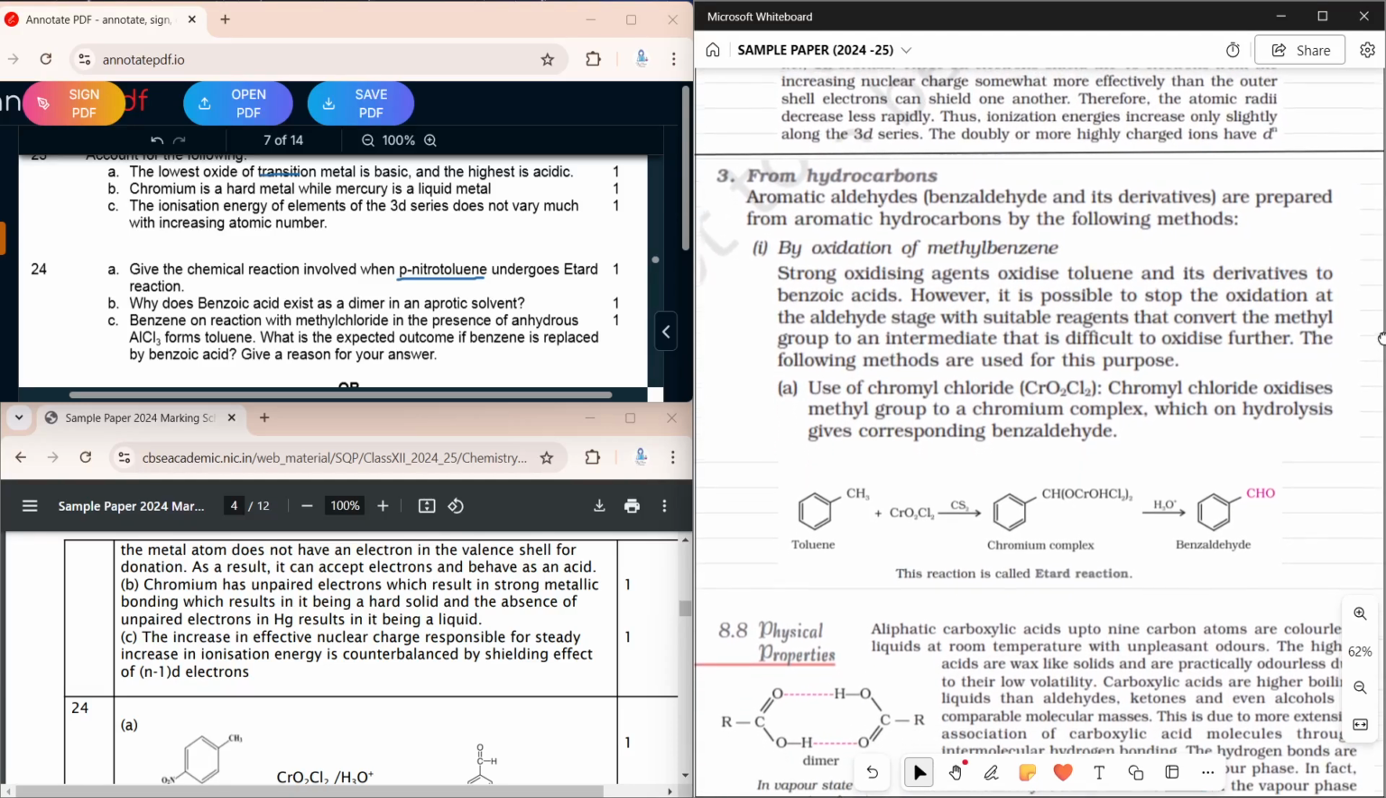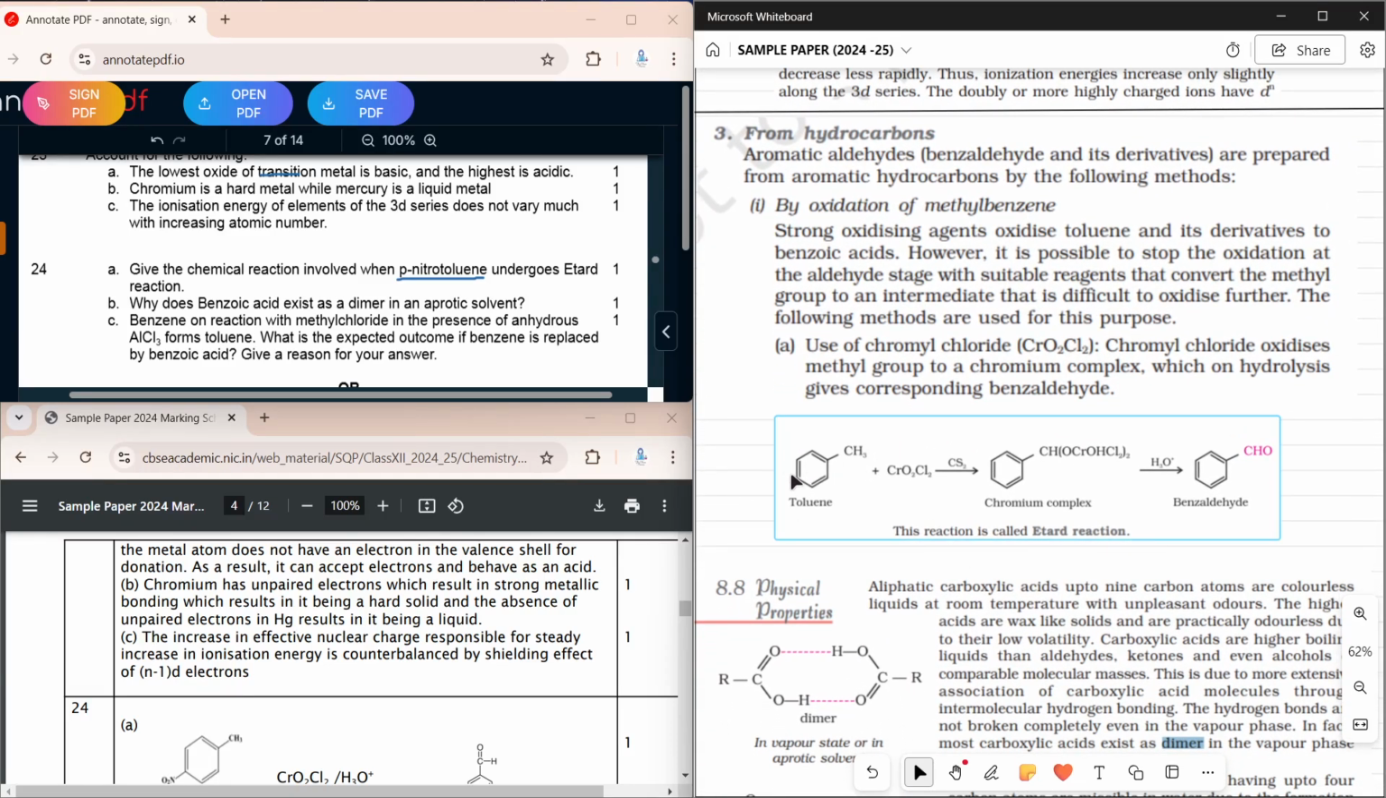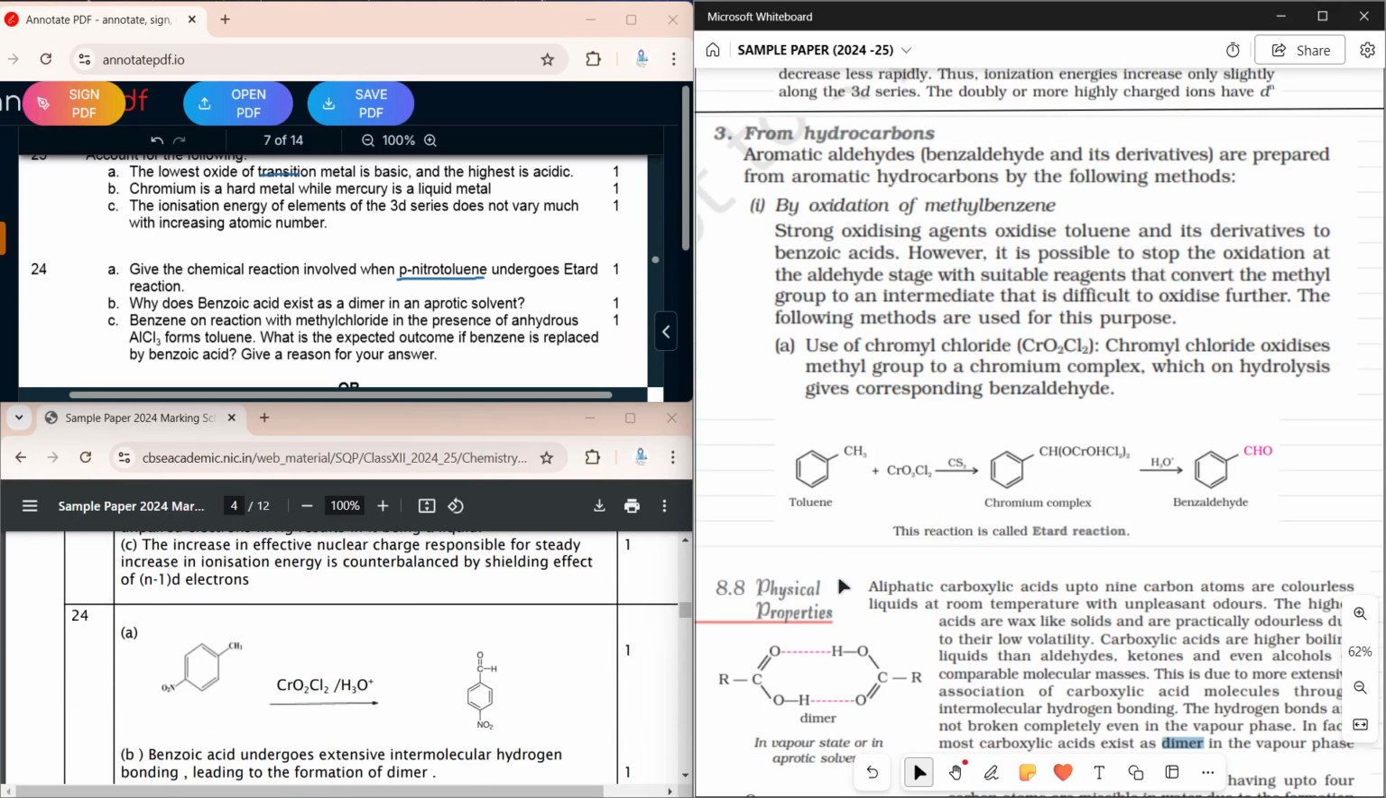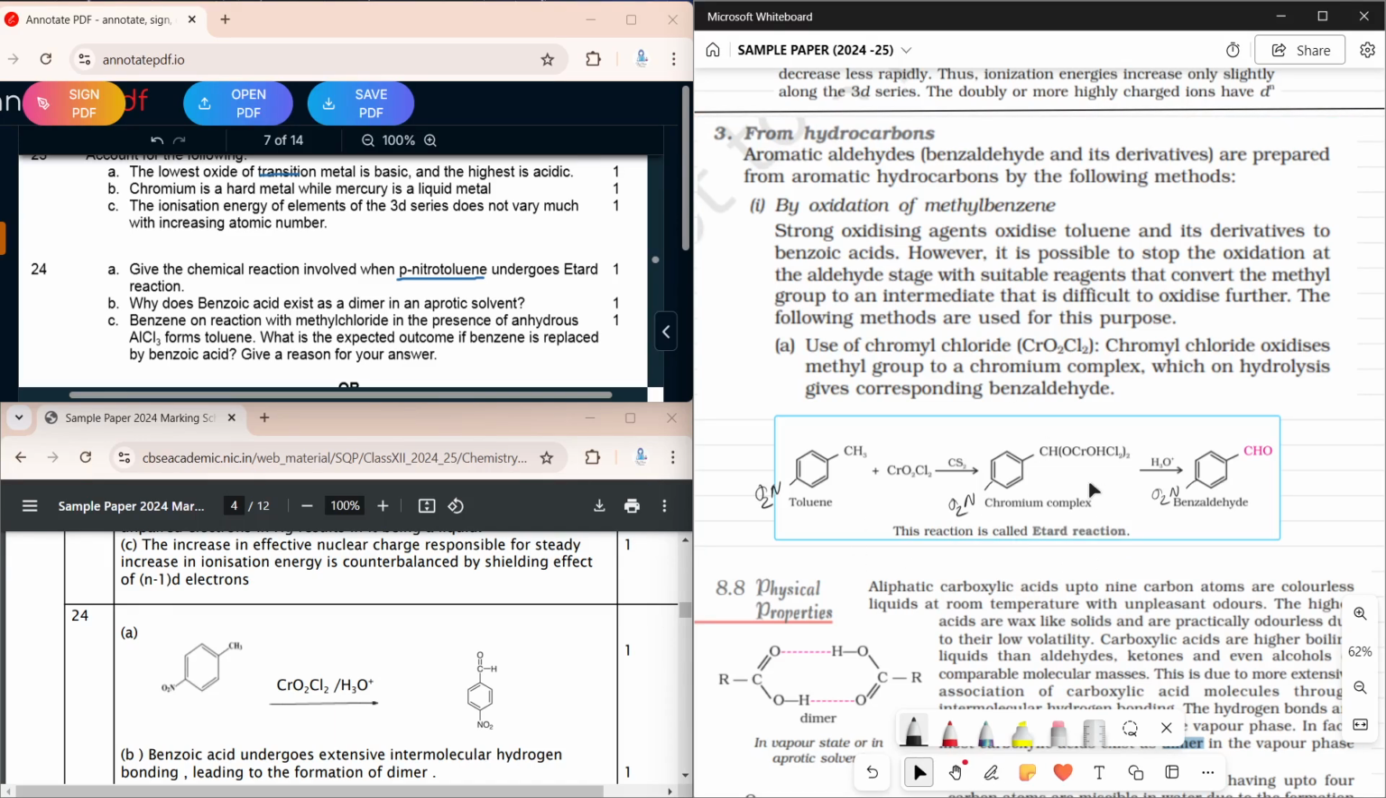So here we have toluene, but when you have nitrotoluene, the only thing different is going to be having a nitro group in the para position, which just means that you're going to have an NO2 group over here. That's going to be the same over here as well. This is one of the preparation methods using chromyl chloride, and that leads to this reaction being called ETAR reaction. Okay, so that's the first one, and that's exactly what's been given here as well.